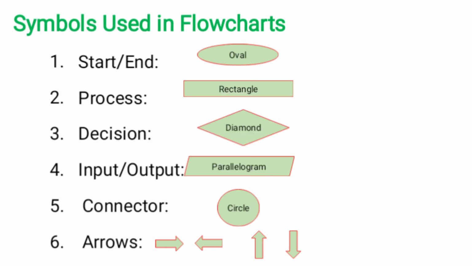Next, symbols used in flowcharts. Oval symbol is used for start and end process. Then, rectangle for processing. Then, diamond for decision. Then, parallelogram for input-output operations. Then, circle for connections.